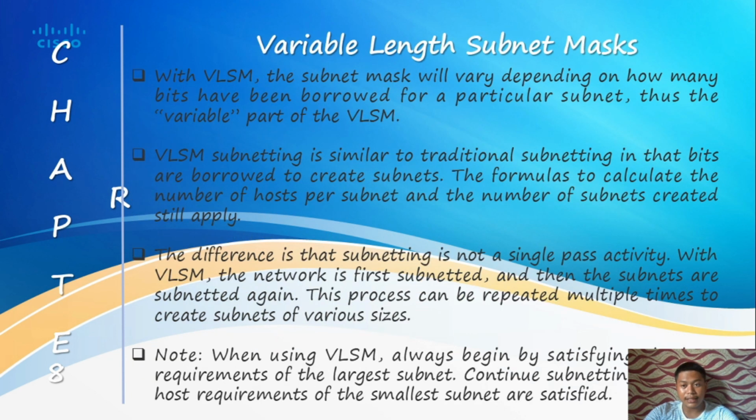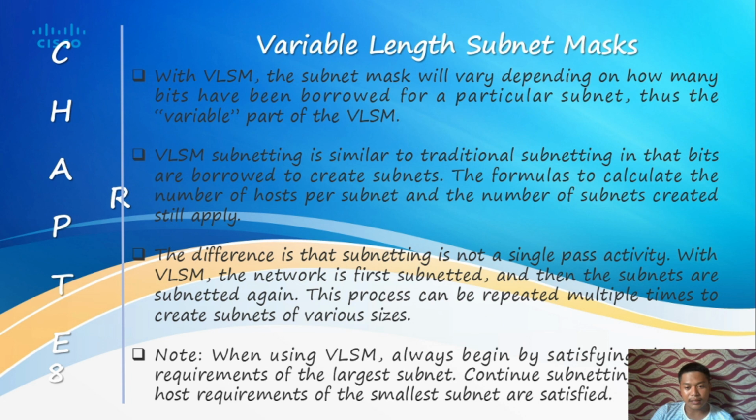So, variable length subnet mask. With VLSM, the subnet mask will vary depending on how many bits have been borrowed for a particular subnet, thus the variable part of VLSM. VLSM subnetting is similar to traditional subnetting in that bits are borrowed to create subnets. The formulas to calculate the number of hosts per subnet and the number of subnets created still apply.